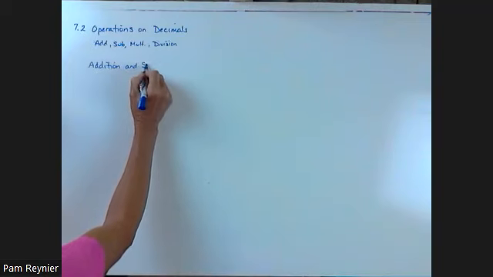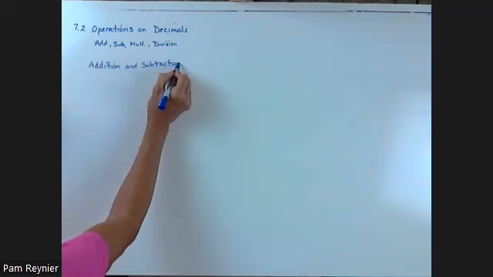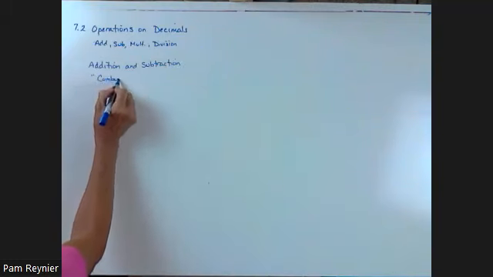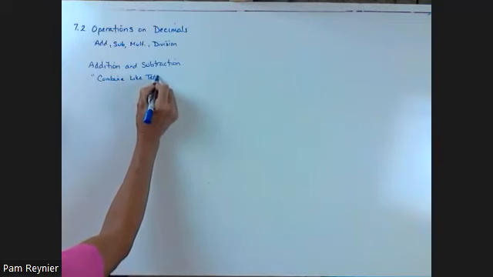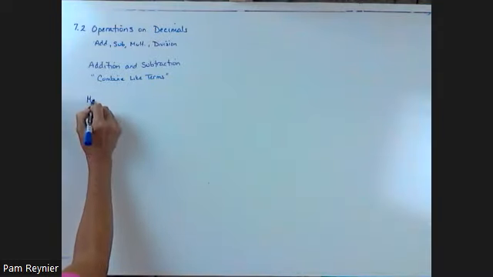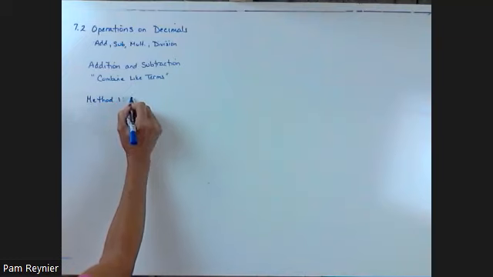And the main idea, we've talked about it before, is we want to always combine like terms. And terms, remember, are what we call the items that we are adding and subtracting. So first of all, let's take a look at our first method, which is a concrete model.